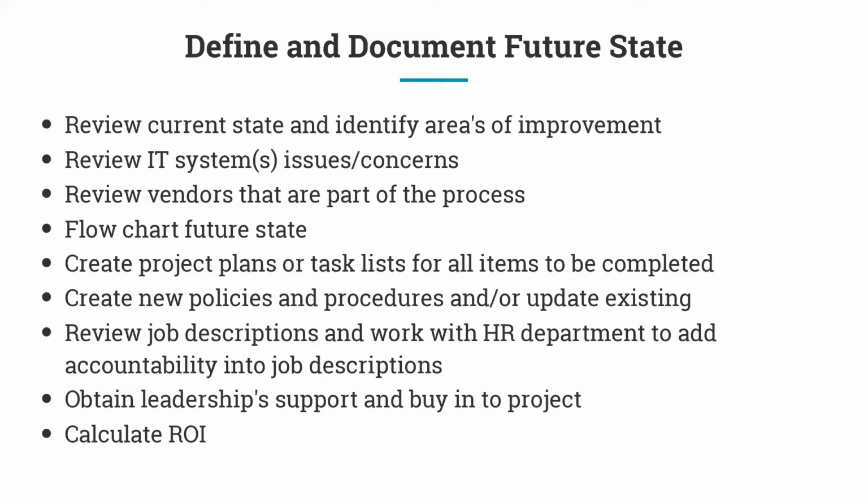You're also going to want to review and create new policies and procedures and or update your existing ones. So you want to make sure that your policies and procedures align with your new future state. And then the key here is long-term sustainability. One way to do that is through accountability. So I encourage you to review job descriptions and work with your HR department to see if it's possible to add those type of accountabilities into the employees' job descriptions. Because if it's going to be part of their annual review and their pay is dependent on it, then they're more likely going to be focused on that particular area and the accuracy.